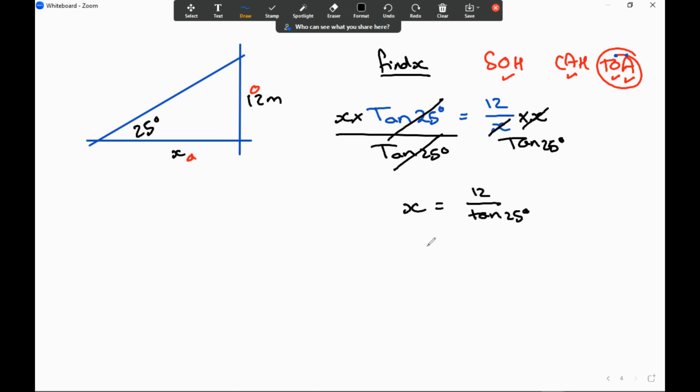Put it on a calculator. Now you press the fraction button, then you punch it in, and you press equals. No shift required for this, just tan 25 degrees. So 12 over tan 25, close the bracket, which it'll come into a bracket like that. Then press equals, comes to 32.9. Round it up, 33 meters.